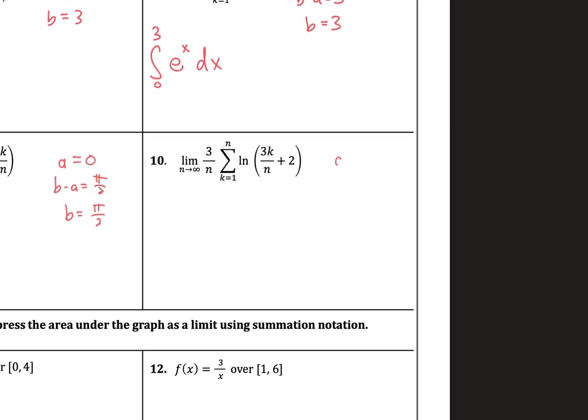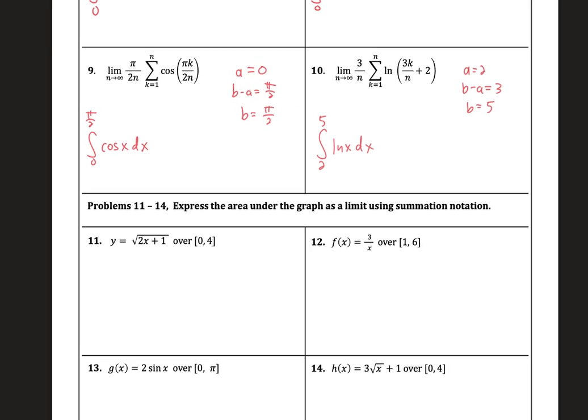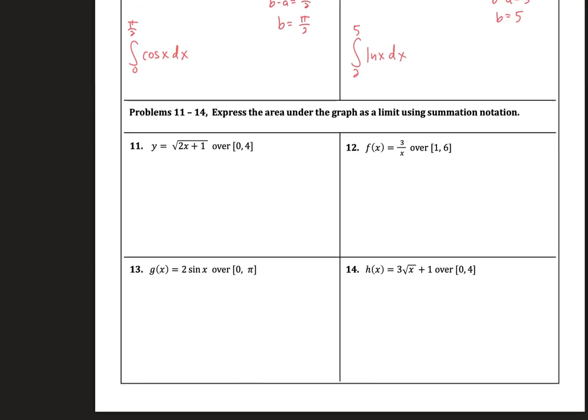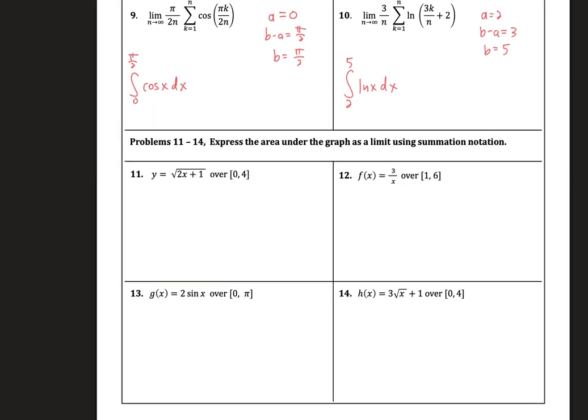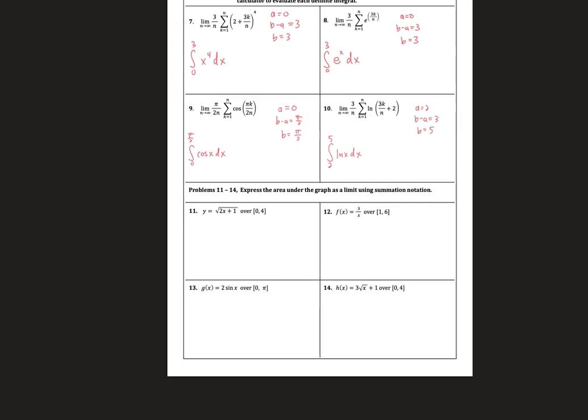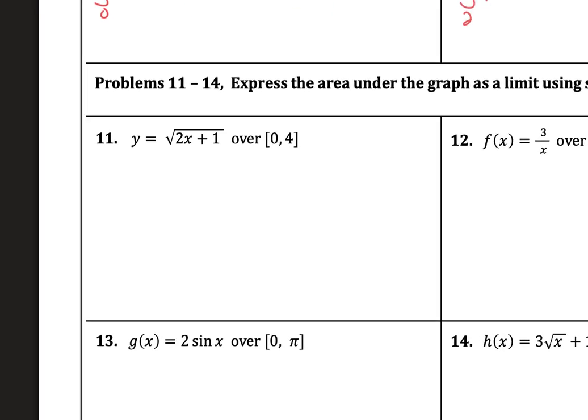Okay, next one, we'll say a is 2, the thing that's added. We'll say b minus a is 3. That means b is 5. We got our integral from 2 to 5. Okay, this little expression with k, this is a plus b minus a times k over n, so this gets replaced with an x. That just becomes ln x, and then put the dx.